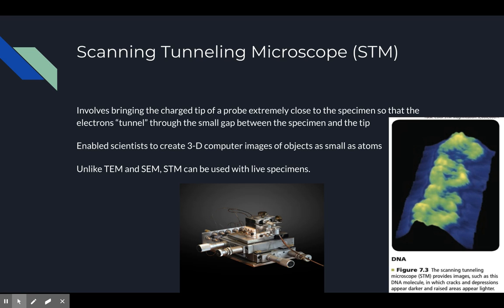This produces a 3D image on a computer, and it allows us to view things as small as an atom. So that's what this is a picture of. This is from an STM image. It is of DNA. You can see there are cracks and depressions that appear darker, and raised areas appear lighter. So unlike a TEM and an SEM, STM can be used with live specimens. Things don't have to be dead.